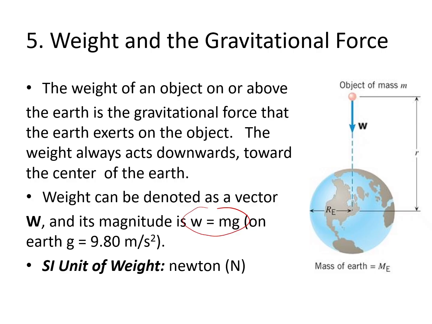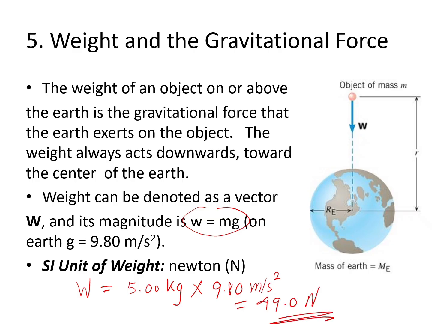On Earth, g is approximately 9.8 meters per second squared. So if an object has a mass of 5 kilograms, its weight near the surface of Earth would be 5 kilograms times 9.8 meters per second squared, and that gives 49 newtons. Notice the units. Kilogram times meter per second squared is a newton. So weight is a force.